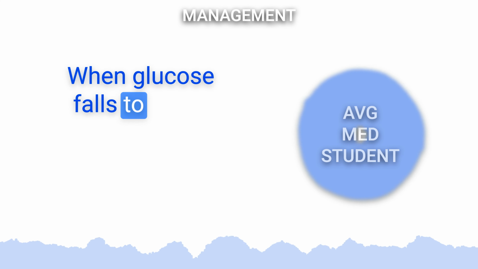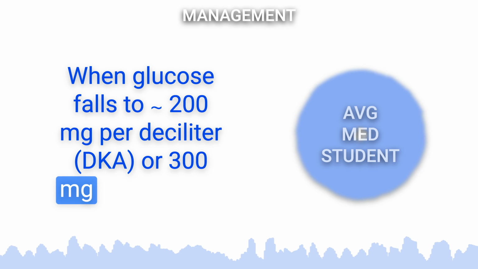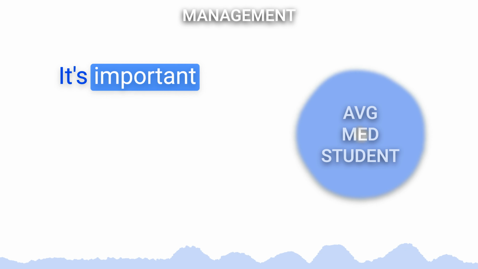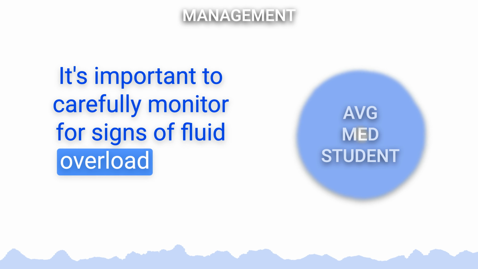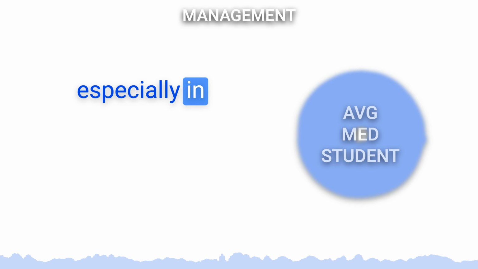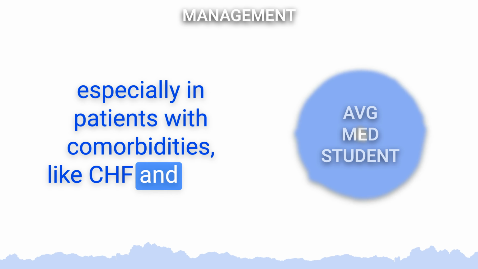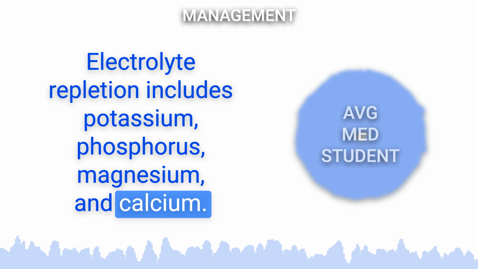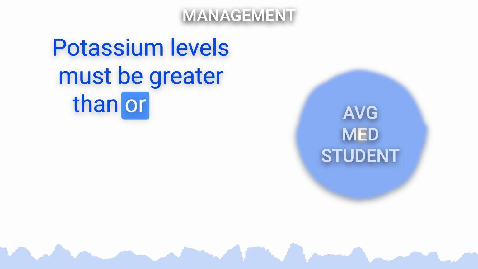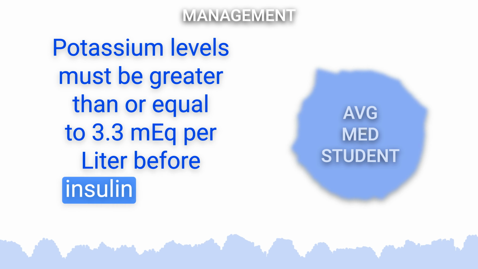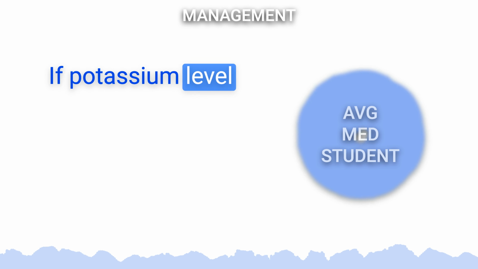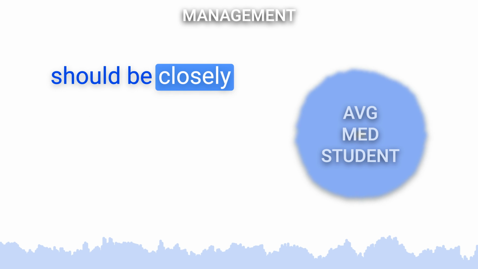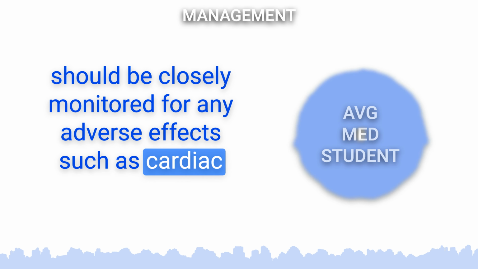When glucose falls to 200 milligrams per deciliter or 300 milligrams per deciliter, a solution containing dextrose, like D5NS, is used. It's important to carefully monitor for signs of fluid overload during fluid resuscitation, especially in patients with comorbidities like CHF and CKD. Electrolyte repletion includes potassium, phosphorus, magnesium, and calcium. Potassium levels must be greater than or equal to 3.3 mEq per liter before insulin therapy is initiated. If potassium level is lesser than 3.3 mEq per liter, potassium should be repleted and the patient should be closely monitored for any adverse effects such as cardiac arrhythmias.